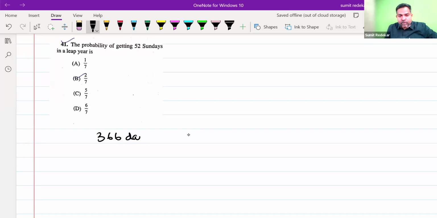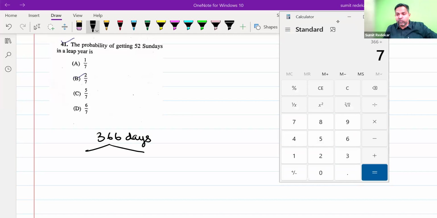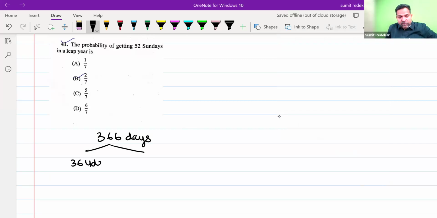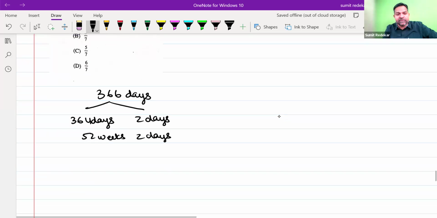366 days. Now, in the 366 days, if you divide 366 by 7, which is a week, how many weeks will it have? 52. 52 weeks is 364 days. So 364 days and 2 extra days. So that's basically 52 weeks and 2 extra days. Now, if there are 52 weeks, every week has a Sunday, a Monday, a Tuesday, a Wednesday, a Thursday, a Friday, a Saturday, then there will be 52 Sundays, Mondays, Tuesdays, Wednesdays, Thursdays, Fridays, Saturdays.